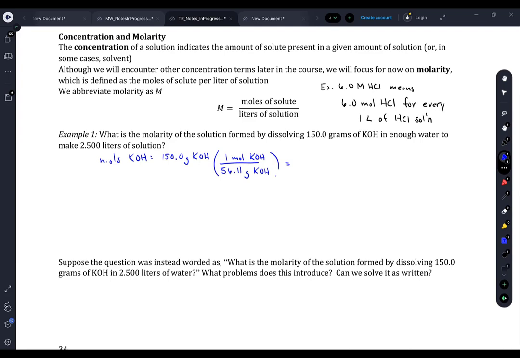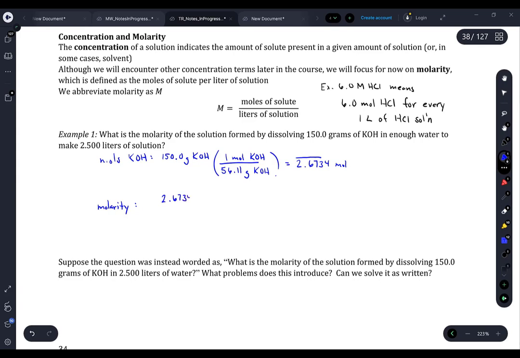And so that's what, 150 divided by that? 2.673, 4 sig digs, right? So then to find the molarity, it would be that number, 2.6734 moles of the solute, potassium hydroxide. Remember, I've only got 4 sig digs, hence the line.